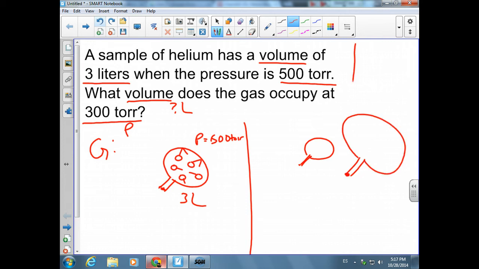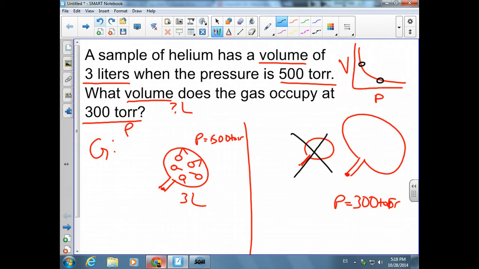Well, I should remember that pressure and volume, just from today, is an inverse relationship. So if the pressure is now 300 torr, what's going to happen to the volume? Well, the pressure went down, so it went from here to here, so the volume should be bigger. So the volume is going to be bigger, which means now on my particle picture, only one of them is hitting the sides of the wall, and there are 4 particles out here.